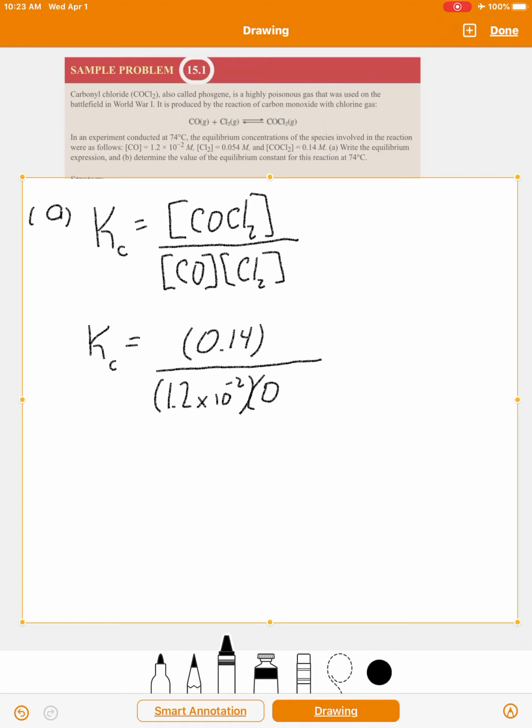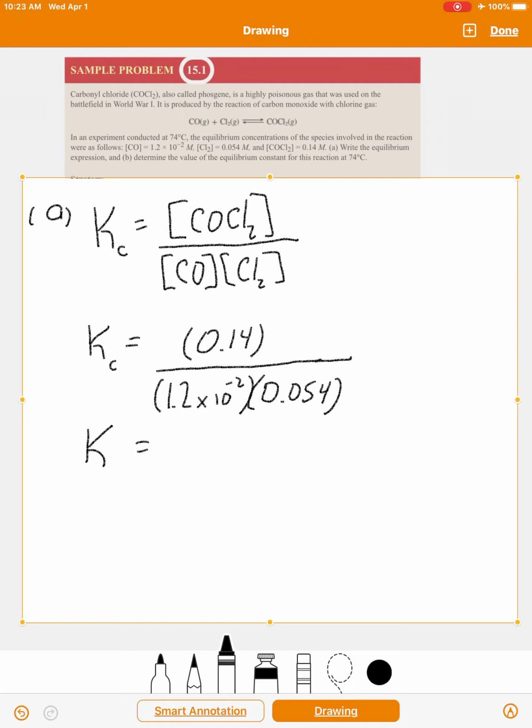I'm not sure why they did Cl2 in decimal notation and CO in scientific notation. I'm not sure why the author did that, but they did.